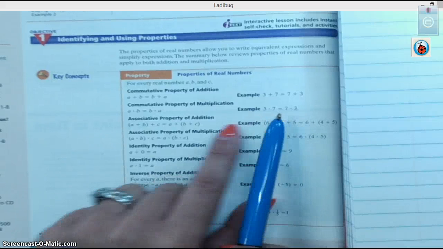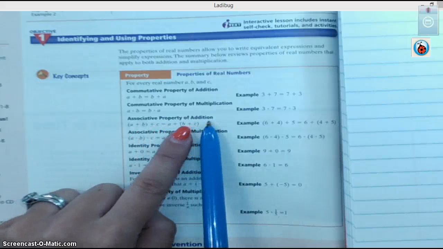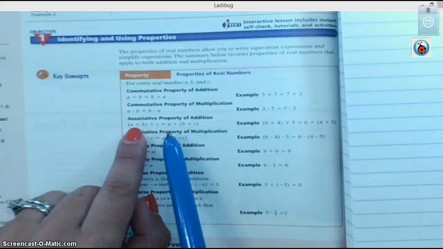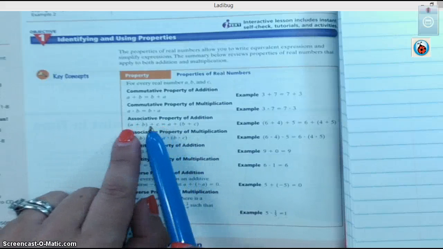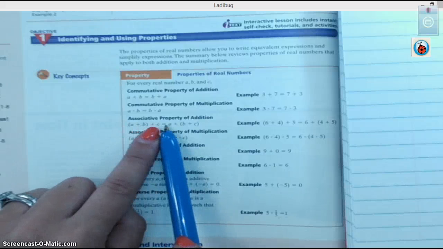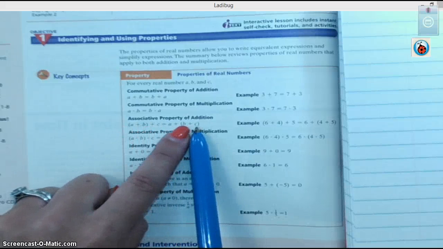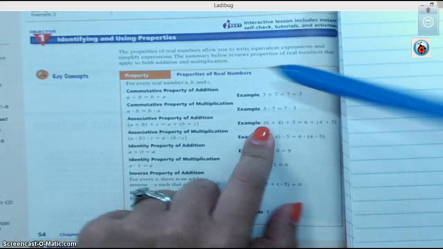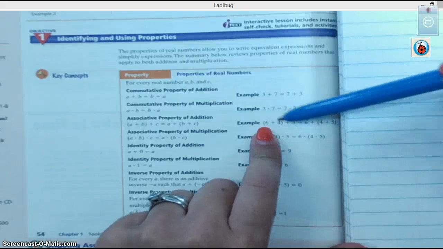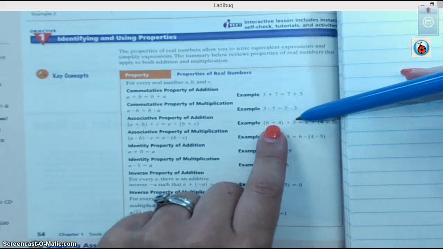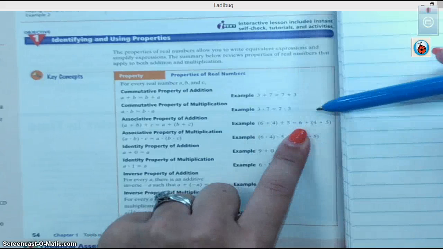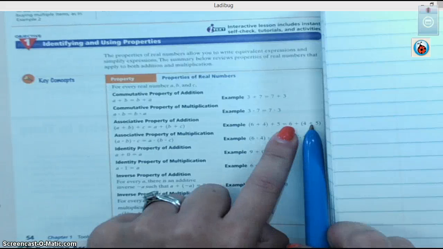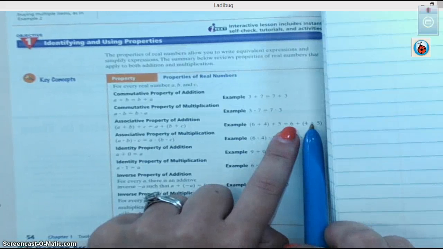Okay? The associative property of addition says that when you're adding more than two numbers, so in this case if we're adding A, B, and C, if we add A and B first and then C, it would equal the same thing as adding B plus C first and then A. If we're using numbers, if we're adding 6 plus 4 plus 5, if we add 6 plus 4, 10 plus 5 equals 15. And if we add 4 plus 5, which equals 9 plus 6, also equals 15.